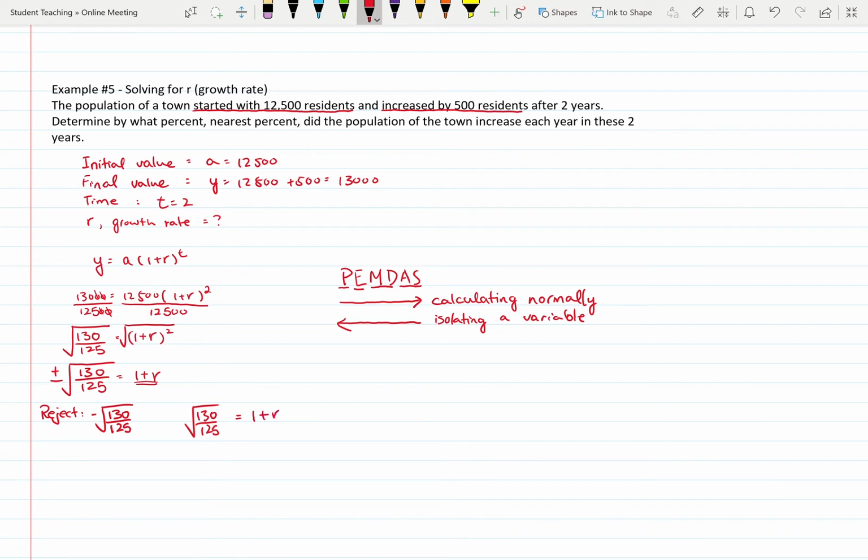Now we'll work with what's inside the parentheses, and inside the parentheses we have addition. Okay, so the opposite operation is subtraction. Subtract 1.